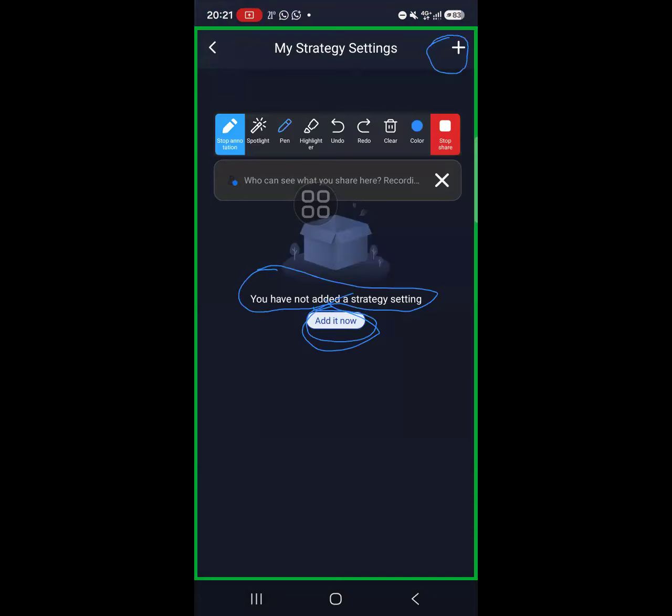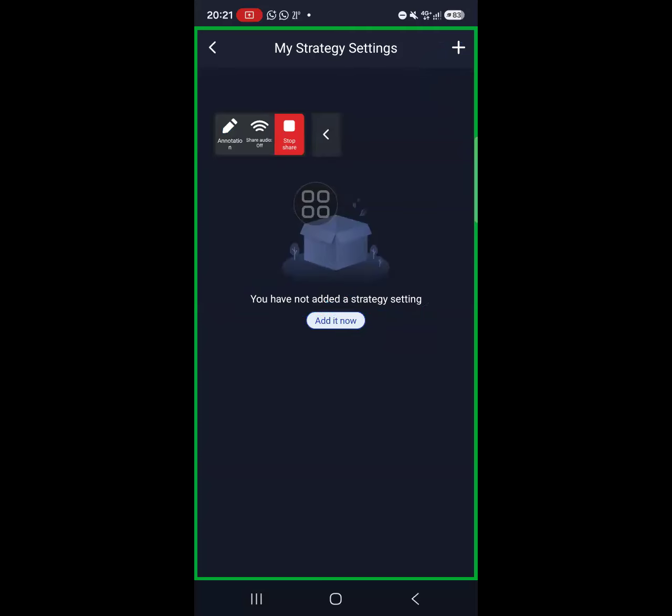If I was having one strategy here, I could use the plus sign, because the add it now button is not going to be there if I have a strategy. It is showing like this because I do not have any strategy saved. But if I already have a strategy and I want to create another, I will tap on the plus sign to create a new strategy and add it to the existing ones.